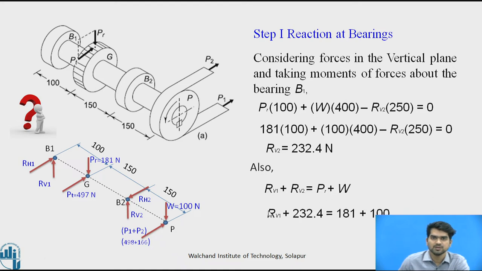So you can calculate the value of RV1. Now we are getting the value of RV1 as 48.6 Newton. Similarly, consider the horizontal plane, take the moment about B1, you will get the value of RH2, and summation H is equal to 0. If you consider that, you will get the value of RH1.